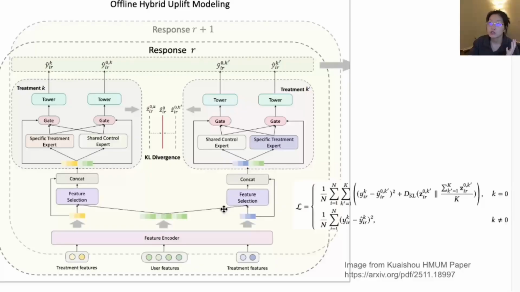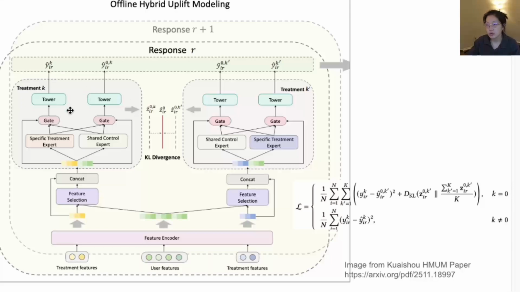Now let's take a closer look at the offline uplift modeling part. Essentially, it takes two types of features. One is user features, the other is treatment features. With this feature encoder here, we turn all the features into embeddings. And the feature selection is essentially a target attention that selects features corresponding to the treatment. As you go upward, you can see there are multiple branches. If we have 10 treatments, then we'll have 10 branches.